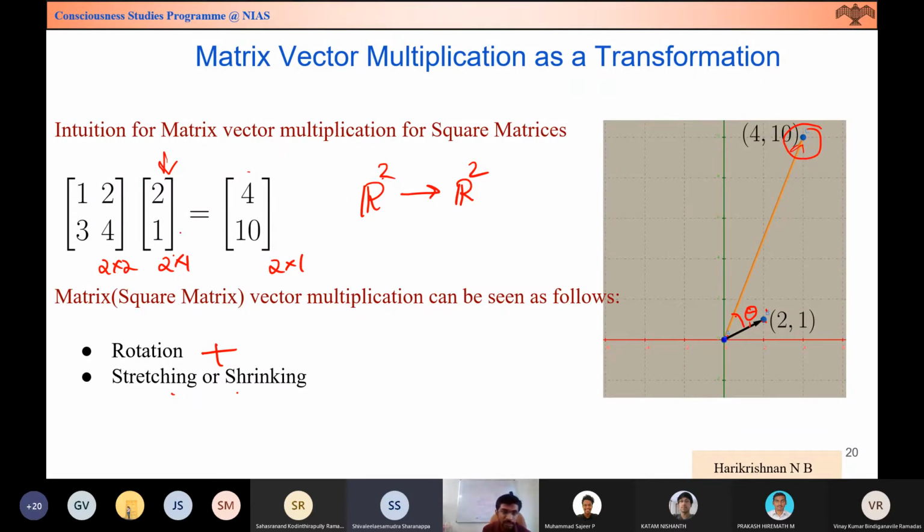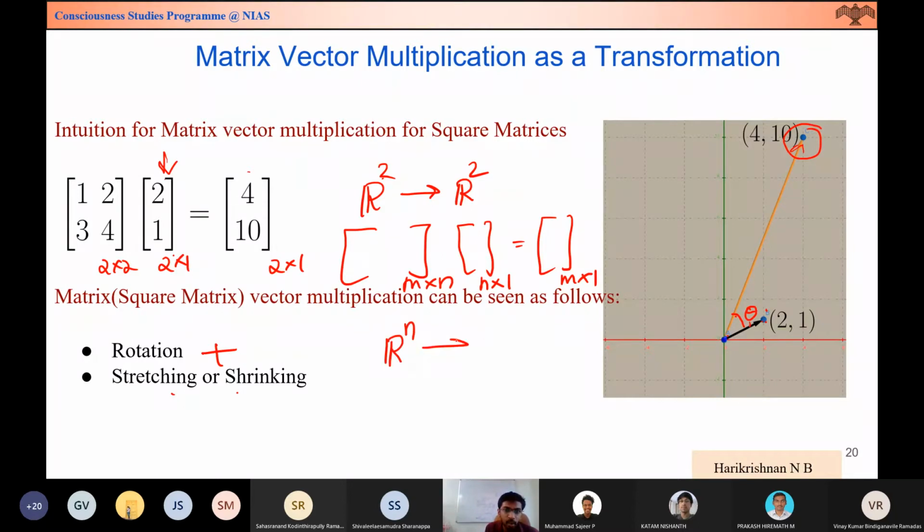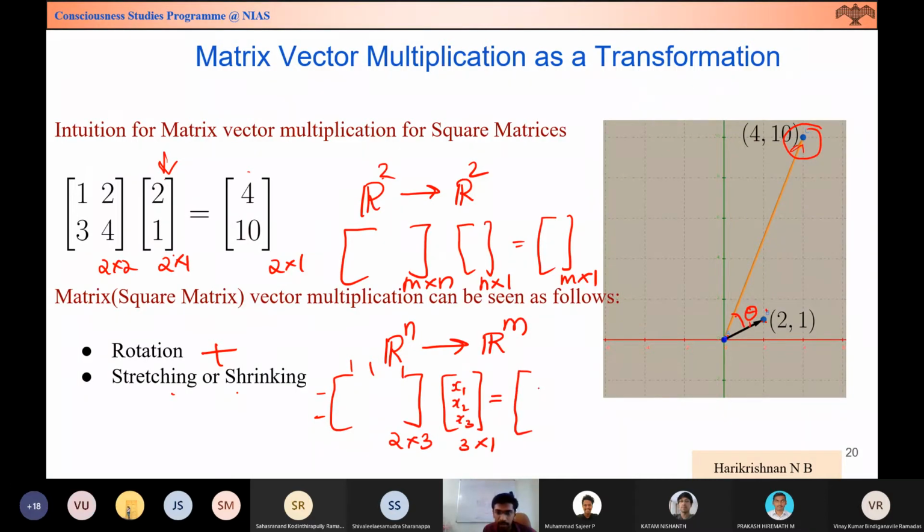So basically, in general, we can see matrix vector multiplication this way: if you have a rectangular matrix of size m cross n, and a vector of size n cross 1, the resultant will be of size m cross 1. So in general, we can say matrix vector multiplication is a mapping from R power n to R power m. Let's take an example, a 2 by 3 matrix with 2 rows and 3 columns. Here we'll have a 3 cross 1 vector, x1, x2, x3, and the result will be of size 2 cross 1.